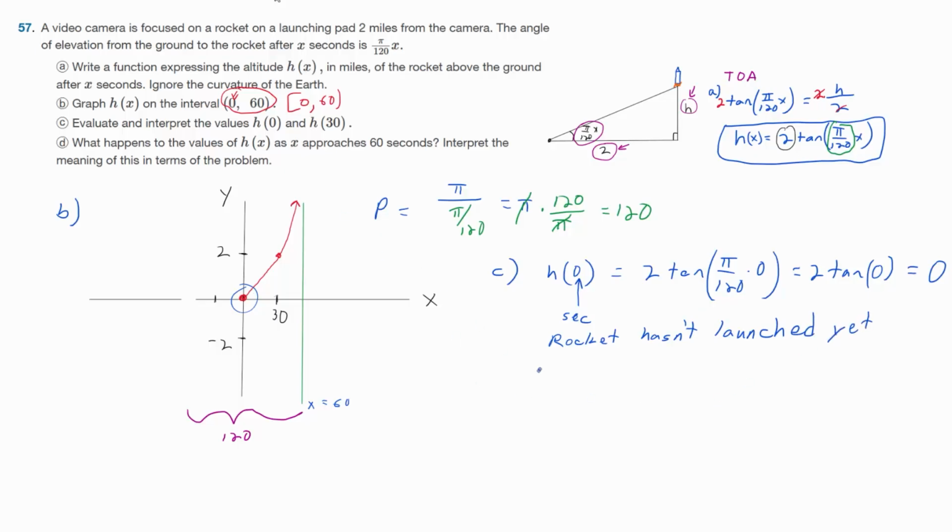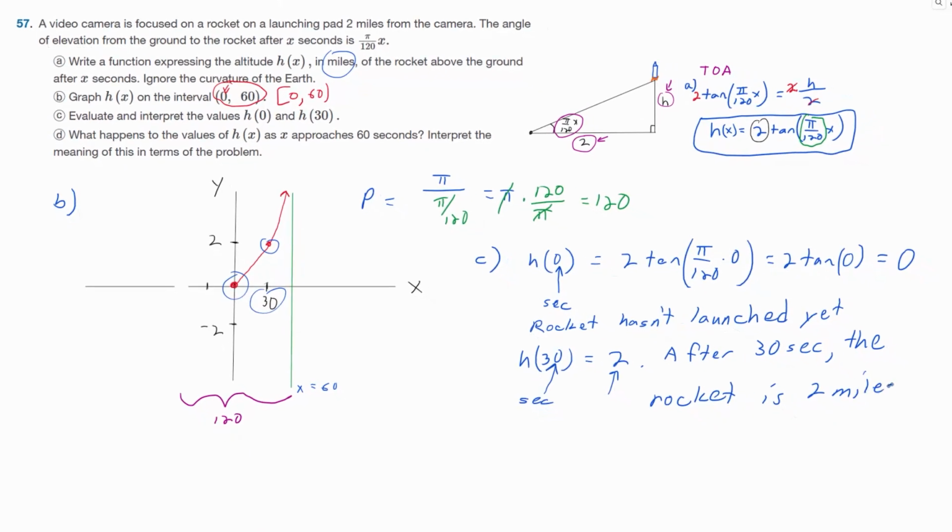And then h of 30. If you plug in 30, well, that's the value we plugged in to get the height at that point. So h of 30 is going to be 2. Remember what h is in. h is in miles. So that means after 30 seconds, the rocket is 2 miles above the Earth. So the rocket is 2 miles high.